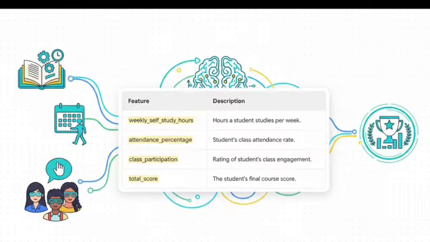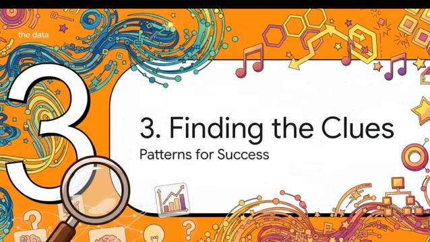Okay, now what's really interesting here is what we are actually measuring. It's not super complicated stuff. We are just looking at three key behaviors: how many hours a student studies on their own, how often they actually show up to class, and how engaged they are when they are there. And the whole goal is for the system to learn how these three things connect to the final outcome, their total score.